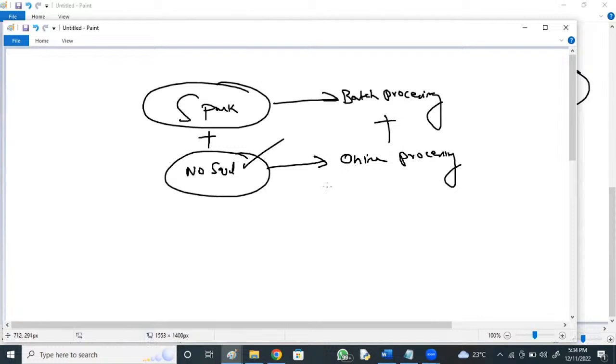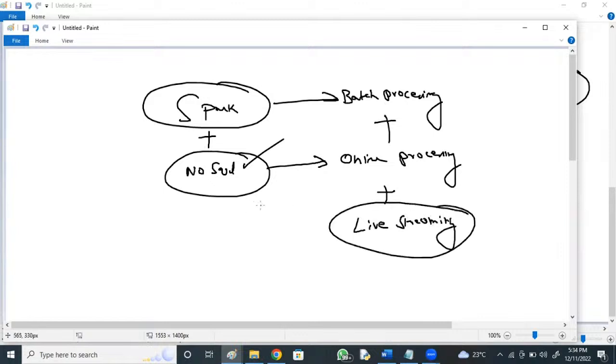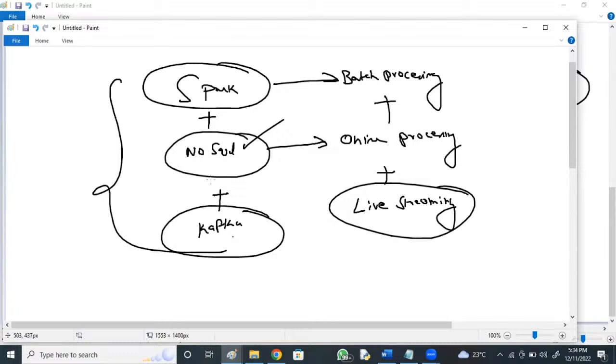And if you want to work with live streaming data, capturing live streaming data and processing it, Spark can process it, but you need to integrate with Kafka. Kafka is for live streaming and also for messaging. So these can be used for batch and online processing, and for streaming processing also.